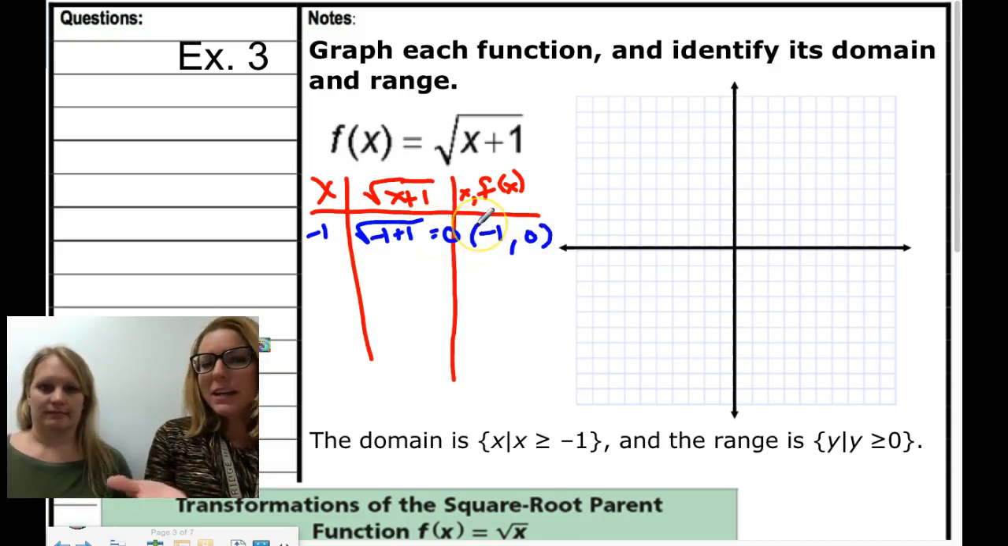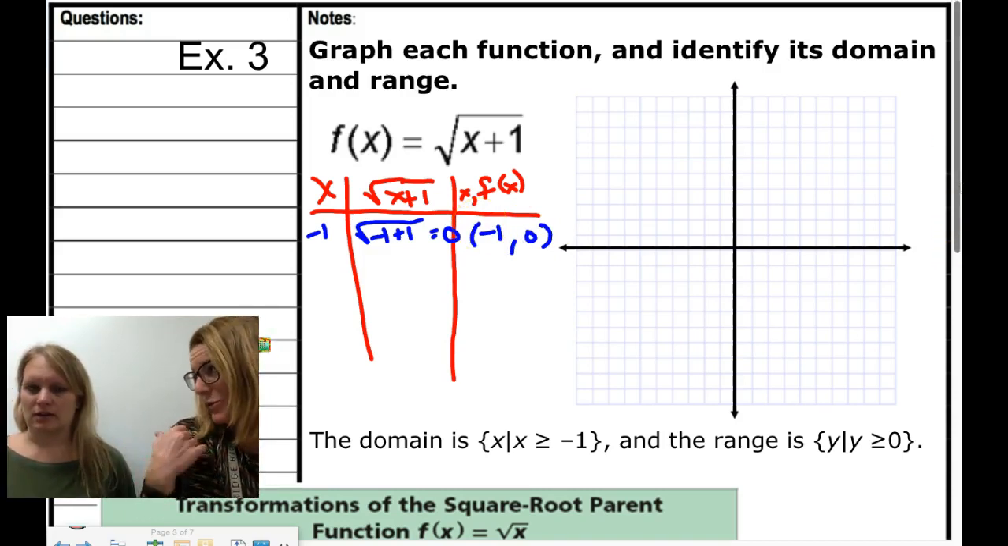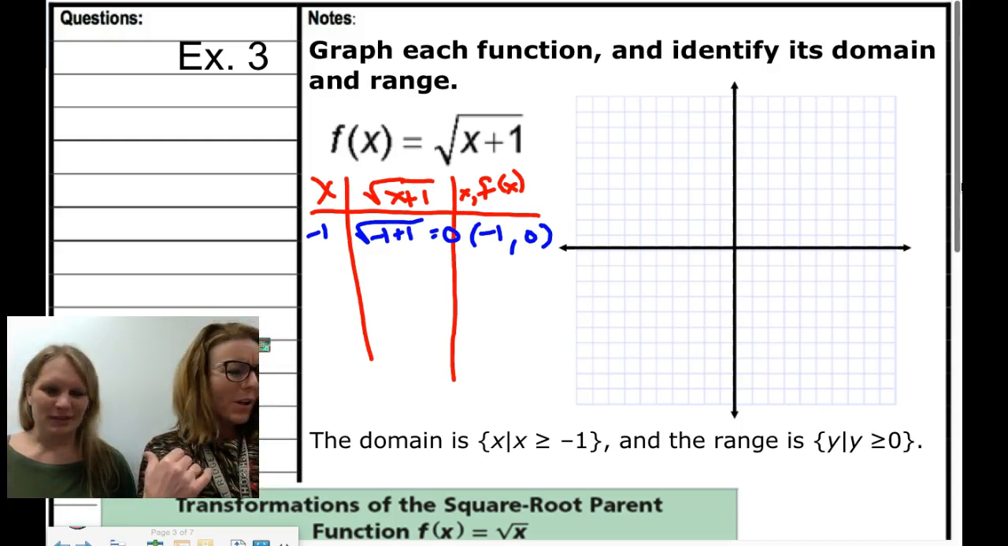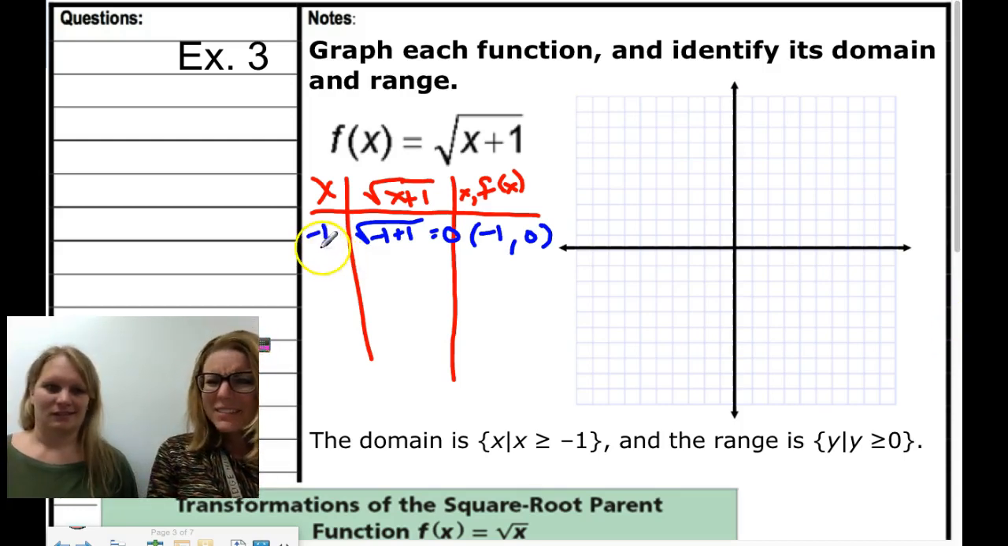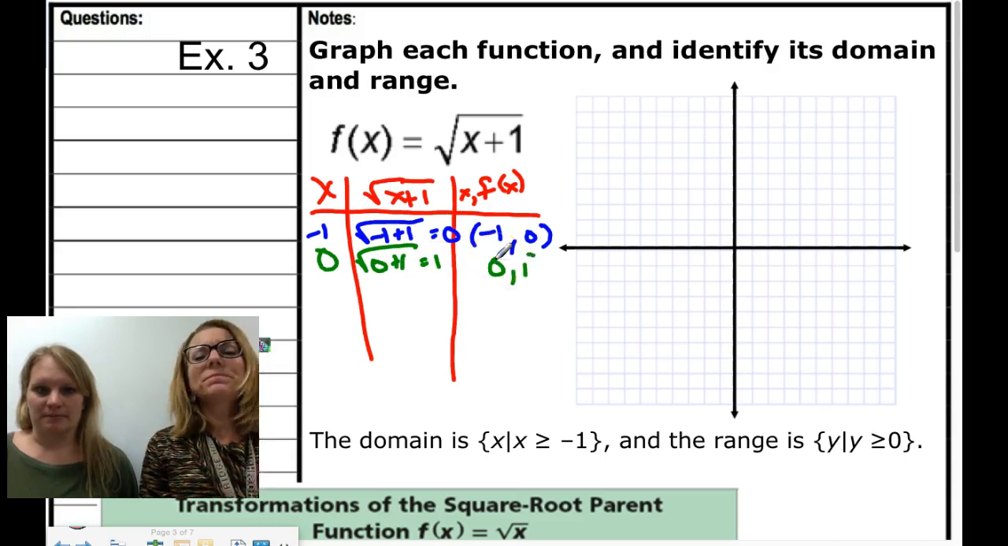Now, again, I'm not going to use 1. Not going to use 2, but I'm going to use 3 because 3 plus 1 is 4. Couldn't we use 0? Would that be a nice one? Let's use 0. Because 0 plus 1 is 1. Square root of 1 is just 1. Let's use 0, comma 1.